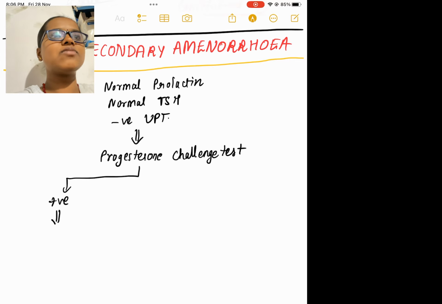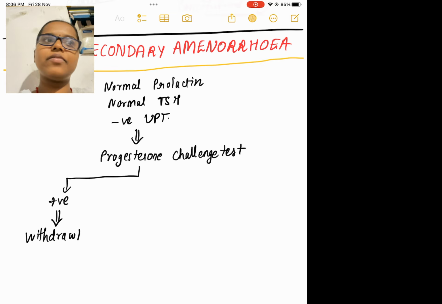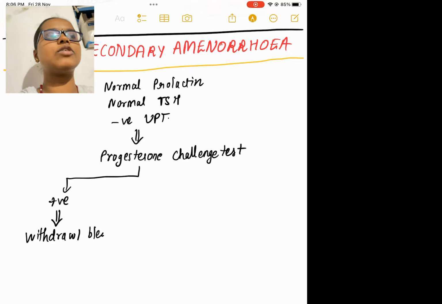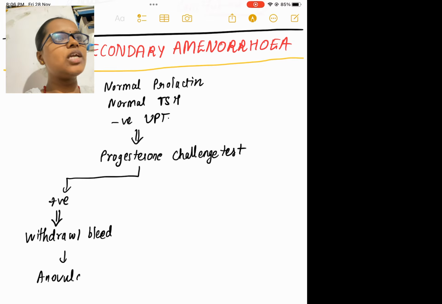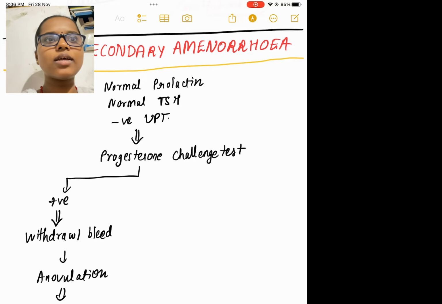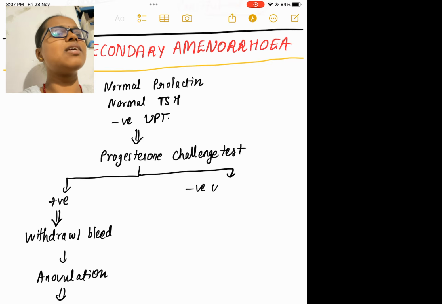Usually on an OP basis, we also do an ultrasound abdomen and pelvis to confirm whether there is any PCOS. So basically: prolactin, TSH, UPT negative, then give the progesterone challenge test. What will you give? You will give medroxyprogesterone acetate 10 mg for 5 days. After that, you wait another 5 to 7 days. If she bleeds, that means it is positive.